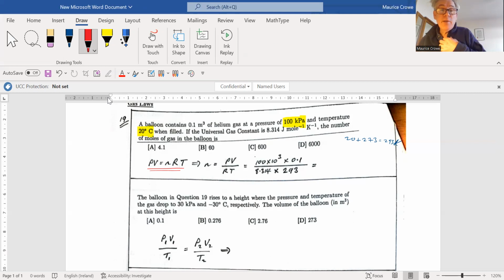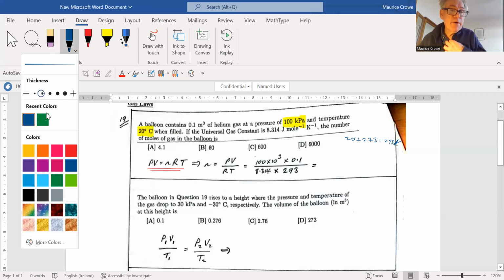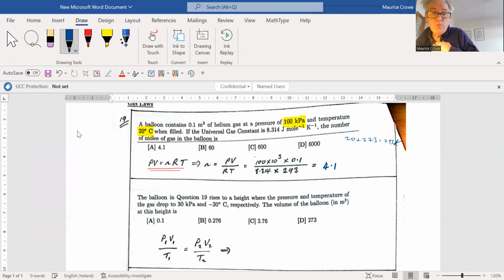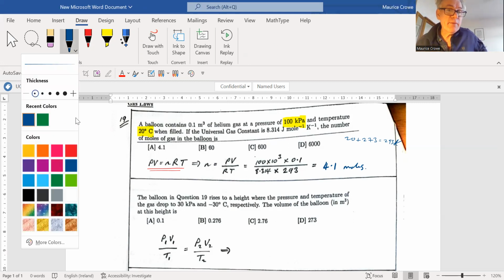So then I put all that into the calculator. Now you can check this. When I did all that out, I got 4.1 moles. Fine. On to the next one then.